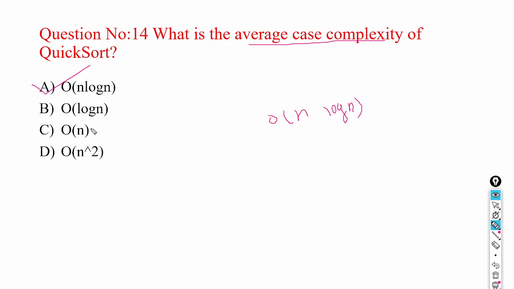So does this sorting need only n operations? No, the sorting needs more operations. Here the logarithmic came, but here there is no logarithmic, so this is not a correct option. The order of n square is the worst case complexity of the quicksort. If they ask what is the worst case complexity of quicksort, it is order of n square. The quicksort average case is order of n log n. The worst case is order of n square.